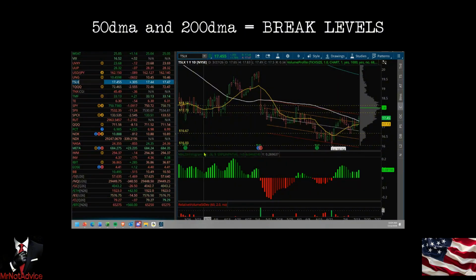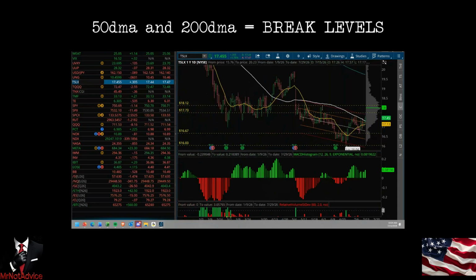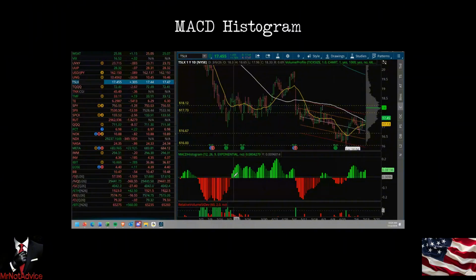This right here is the MACD histogram, right? And first of all, the way to read this is bright green means buy momentum is growing. Dark green means buy momentum is slowing. And it's converse for red. Bright red, sell momentum is growing. Dark red, sell momentum is slowing.